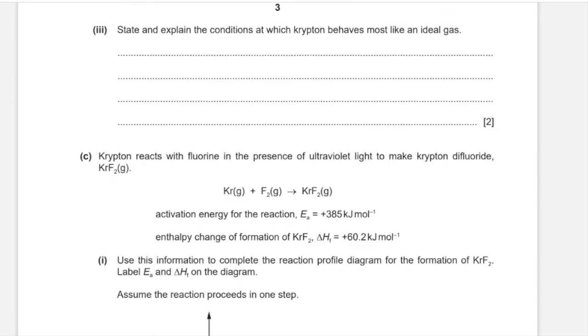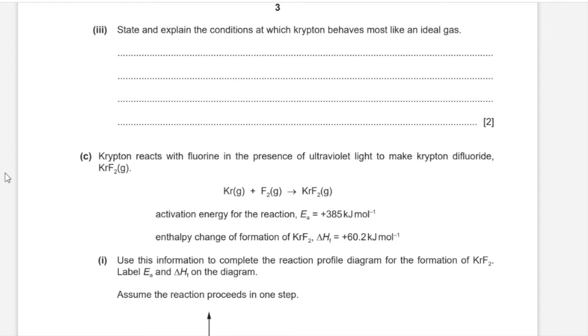3. State and explain the conditions at which krypton behaves most like an ideal gas. That would be at a higher temperature and low pressure, where the volume of particles is negligible compared to the volume of gas, and van der Waals forces as forces of attraction are insignificant. And that is so because at a lower pressure, volume of gas is greater, so molecules are further apart, so they're not close enough to experience the force of attraction, which would be insignificant at low pressure.